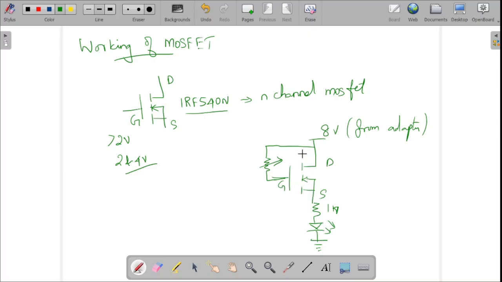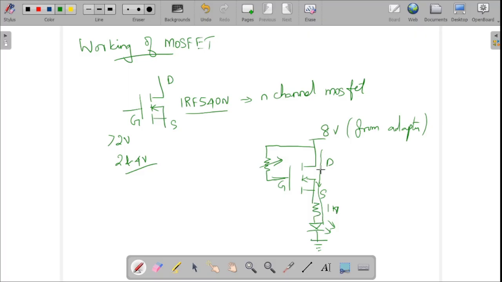Now what happens, whenever you rotate this potentiometer and whenever this gate is having 2 volt, this MOSFET will be turned on. Whenever the MOSFET is turned on, the current from this 8 volt will be flowing through the drain and source, and it will flow through the LED and the LED will glow.